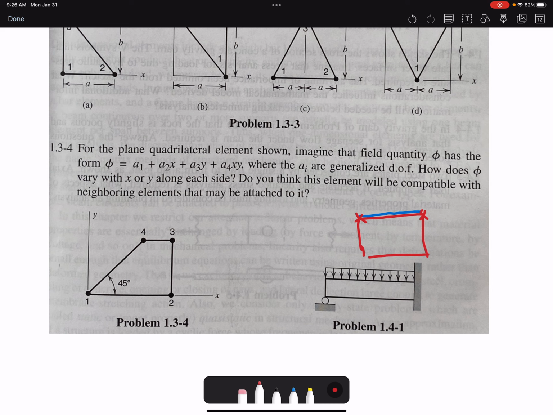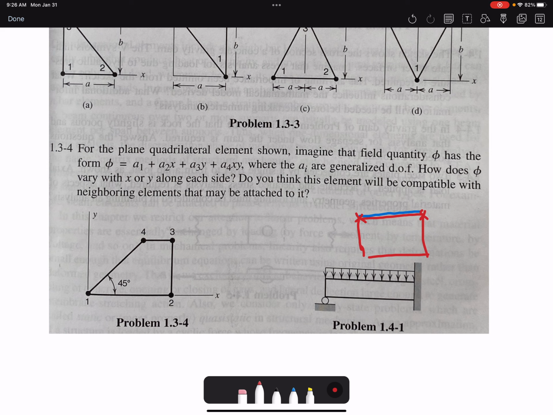These guys would not be compatible, right? Their interpolation functions are different. They're based on different degrees of freedom. And so they're not going to, one, know each other are there, but two, they're not going to displace the same way, right? So essentially, we don't want any gaps.